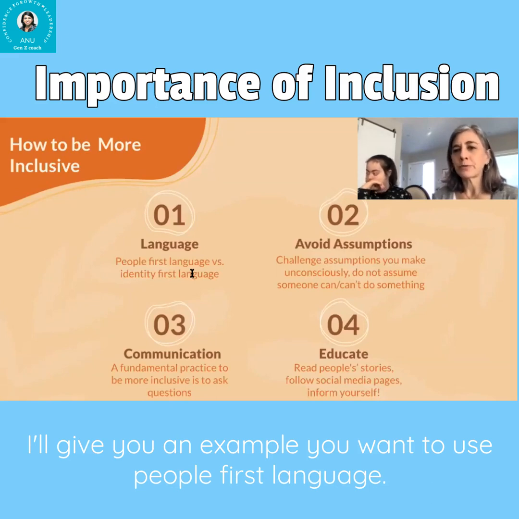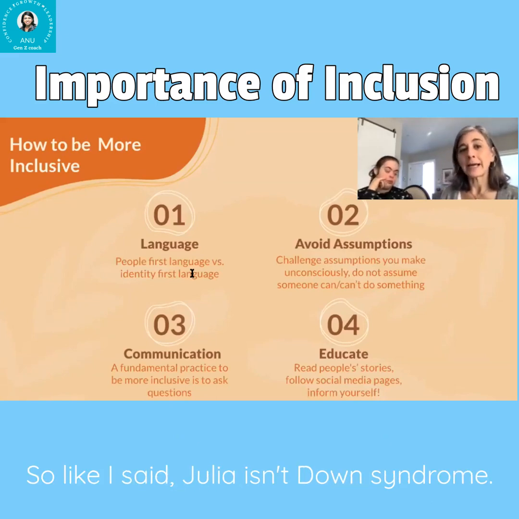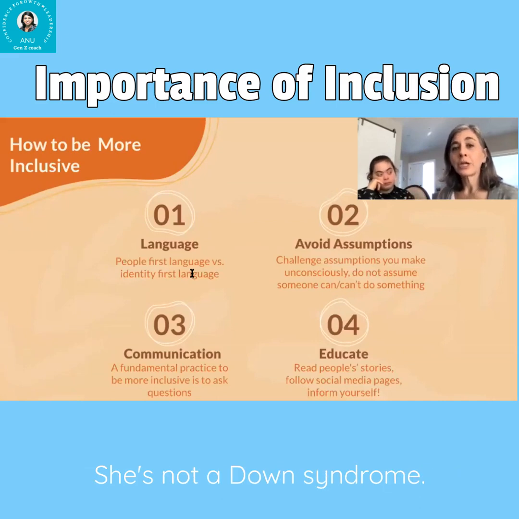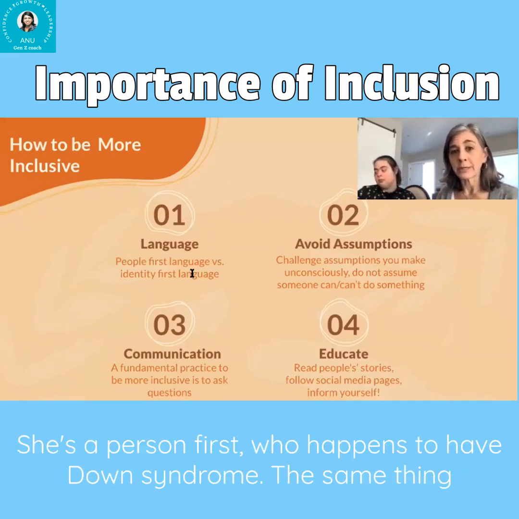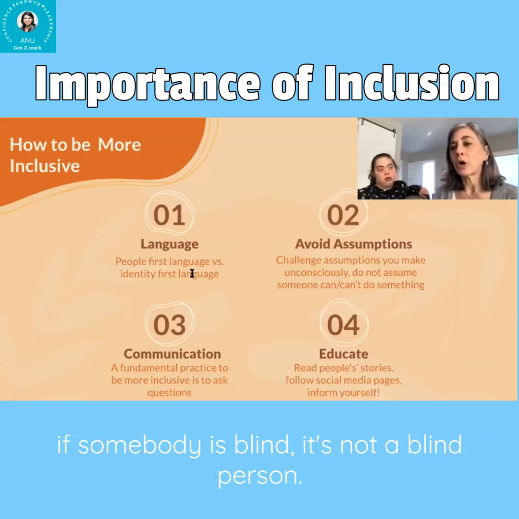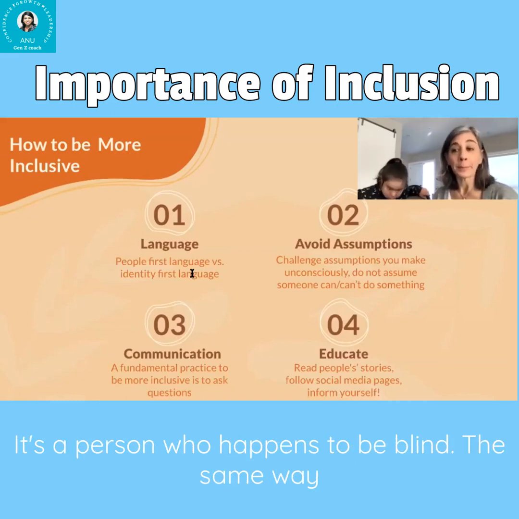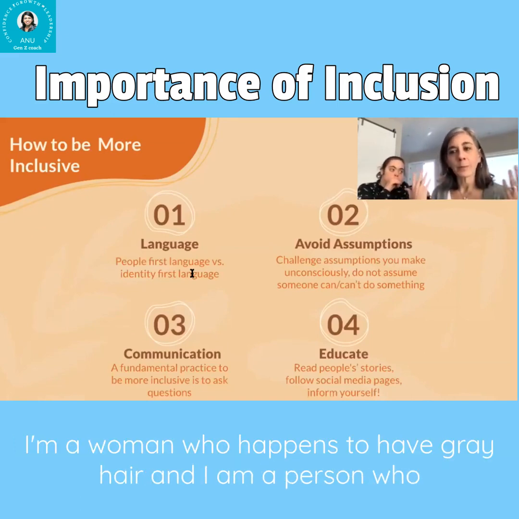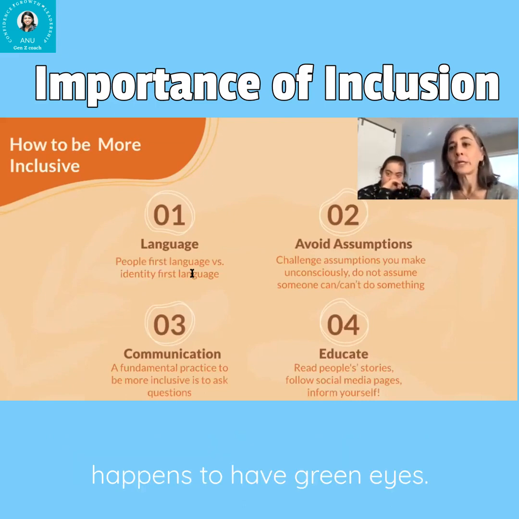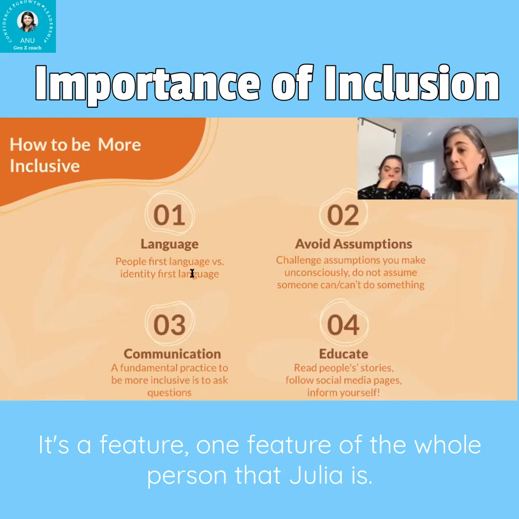You want to use people first language. So like I said, Julia isn't Down syndrome. She's not a Down syndrome. She's not even a Down syndrome person. She's a person first who happens to have Down syndrome. The same thing if somebody is blind. It's not a blind person. It's a person who happens to be blind. The same way, I'm not a gray-haired woman. I'm a woman who happens to have gray hair. And I'm a person who happens to have green eyes. It's a feature, one feature of the whole person that Julia is.